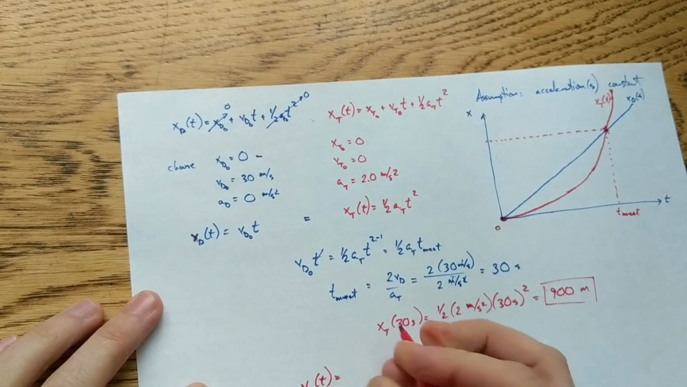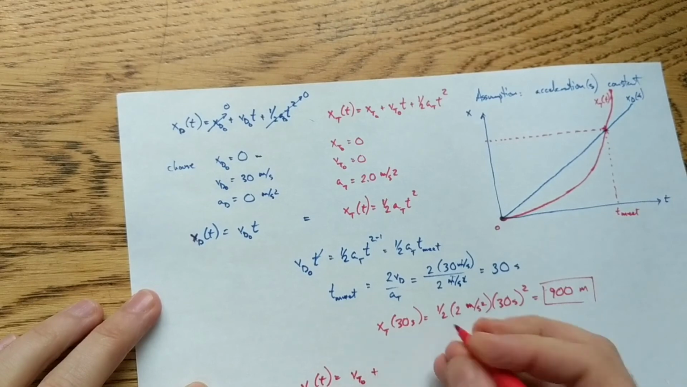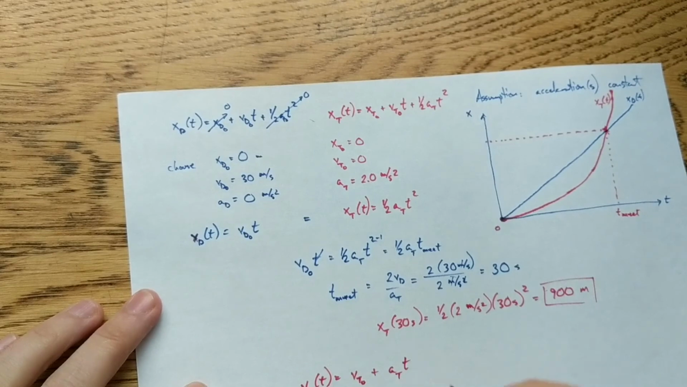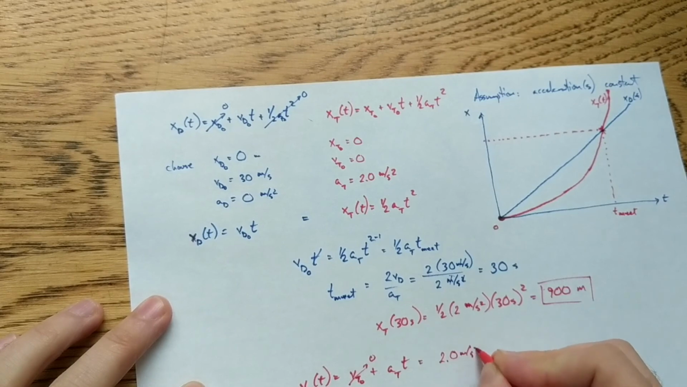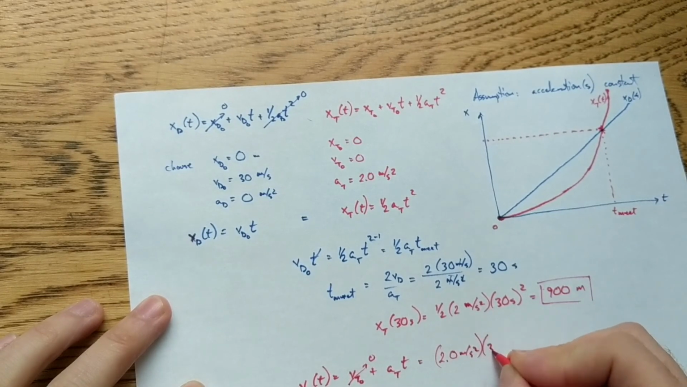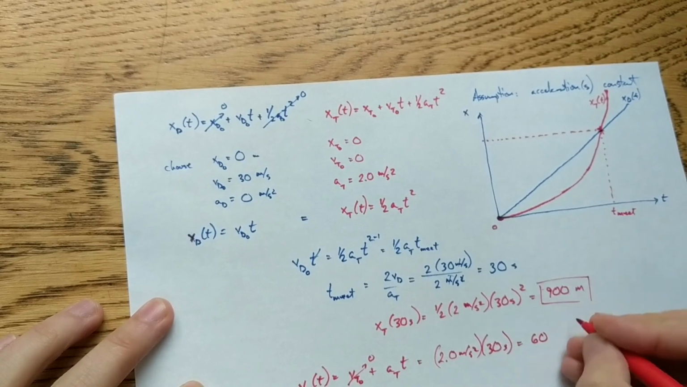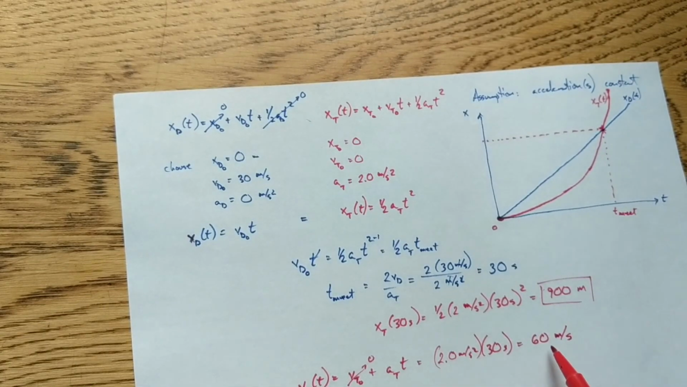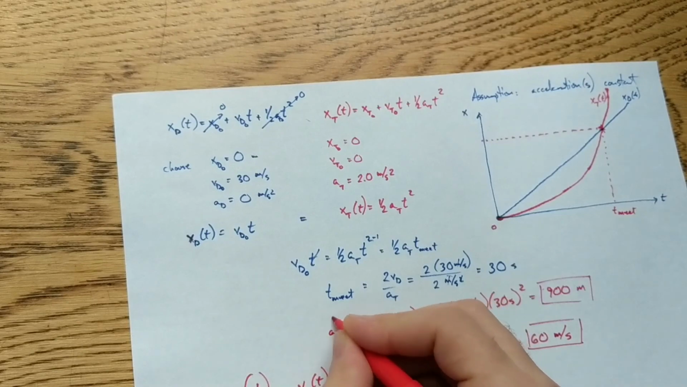Tina's speed as a function of time, her velocity as a function of time, is given by her initial velocity, which in this case is 0, plus her acceleration times time. This is 0. Her acceleration again is 2.0 meters per second squared, times 30 seconds. So 2 times 30 is 60 meters per second. Tina is going very fast when she meets up with David. So that's part B. Part B and part A.